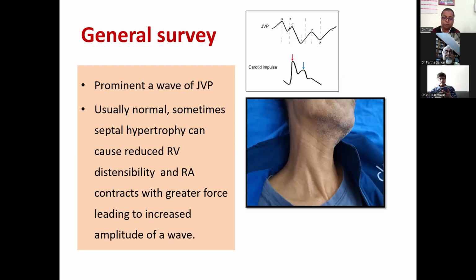But remember, in most of these cases of HCM, there may be superadded atrial fibrillation, which leads to disappearance of this A wave.